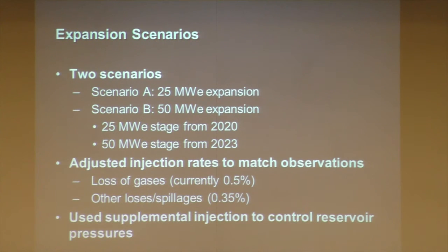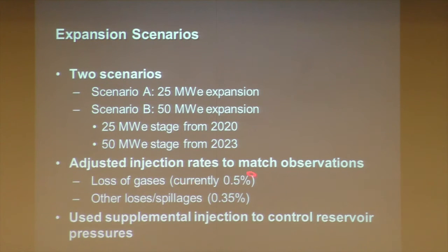In the field, they are injecting all the fluid that they have available, but because they have this loss of gas, it means it's not 100%. And also there are some other losses that occur through operational aspects. There are spillages and things like that during the plant shutdown. So it's not quite 100% that's going back in.